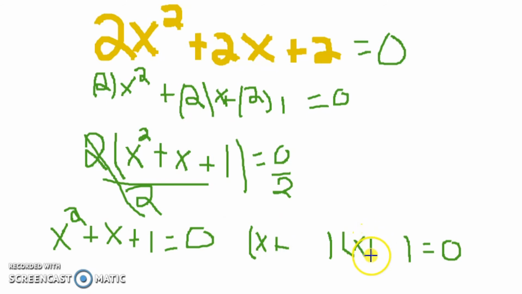But as you can see, if we were to FOIL this out, we would not, in fact, be getting our original equation. We would get x squared plus an x plus 1. But that gives us x squared plus 2x plus 1. So that lets us know that this approach will not work. So we're going to get rid of this work and approach it a different way.